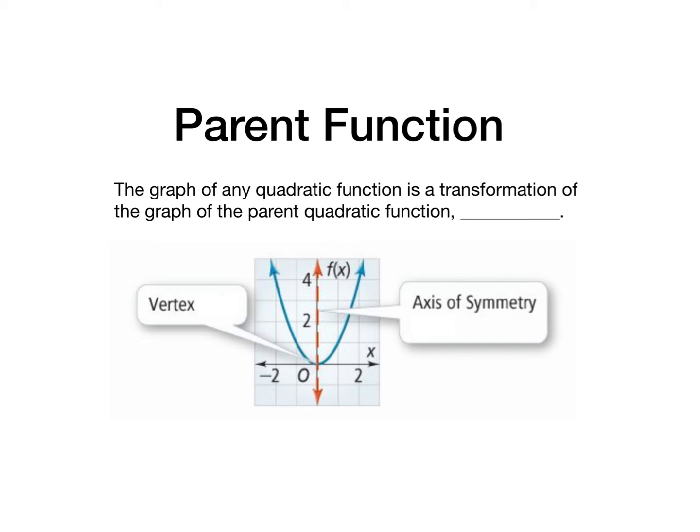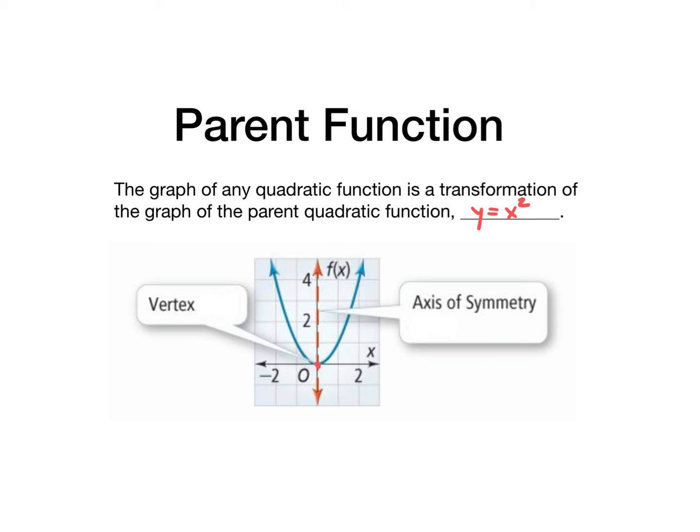The graph of any quadratic function is a transformation of the graph of the parent quadratic function, and our parent quadratic function is just y is equal to x squared. Anything that happens to that x squared is just a transformation. We've done transformations with our absolute value graphs: if we add on the outside, we move up or down. If we add on the inside, we move left or right. So we're doing that same stuff again with quadratics.